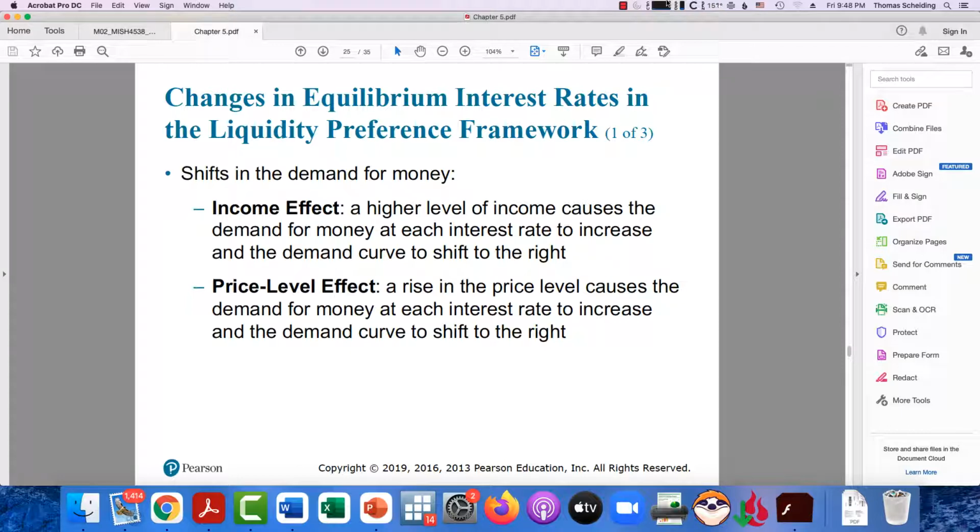Now, the demand for money in general is determined first and foremost by the income effect and the price level effect. In the income effect, what we're simply saying is that if you have more income, then you'll demand more money at each and every interest rate. And if the price levels increase, then you'll also demand more money because you basically need it to pay for those higher prices.